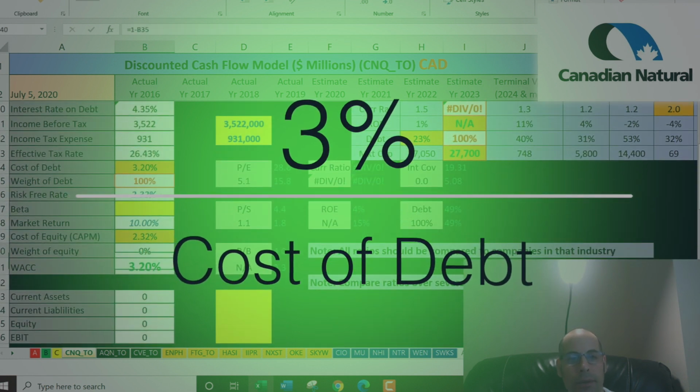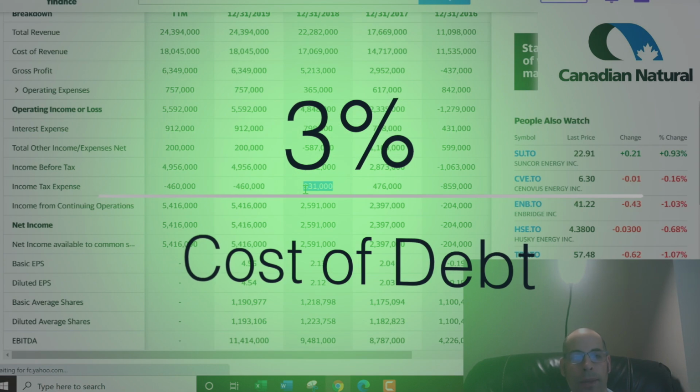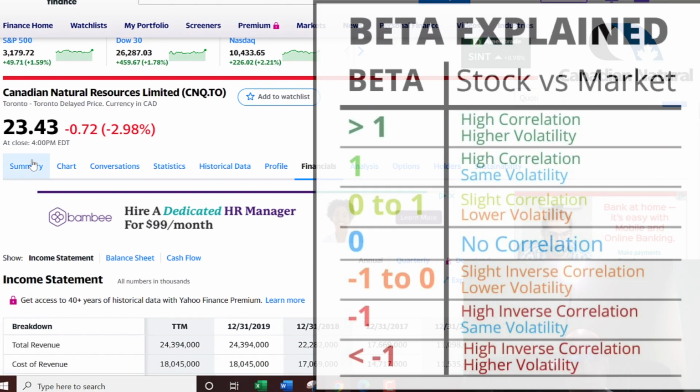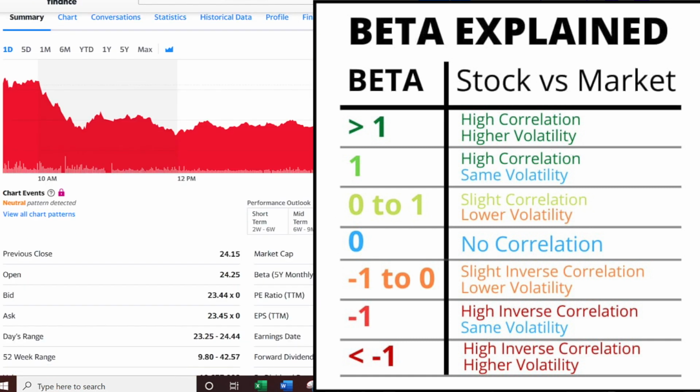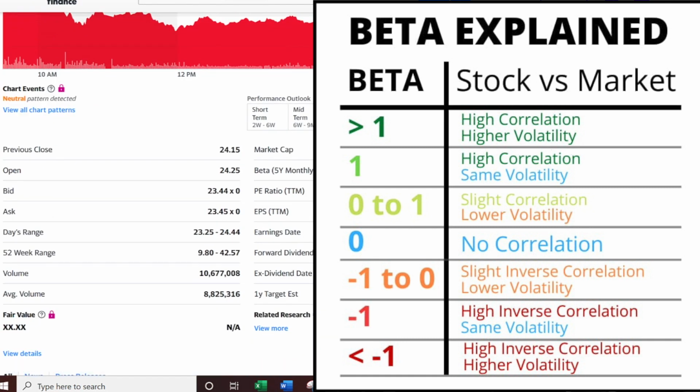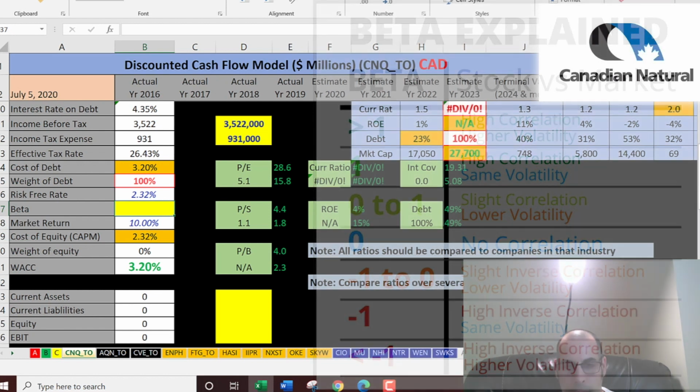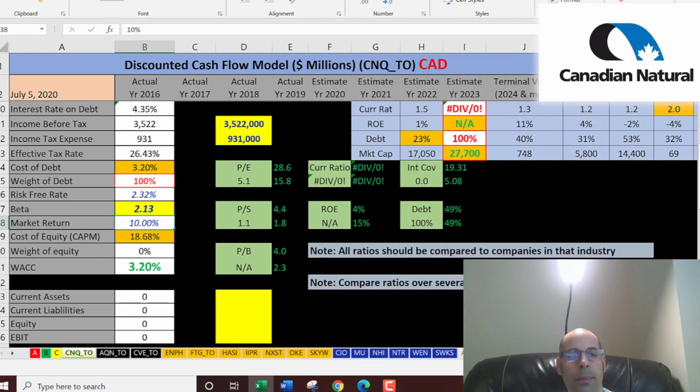So we need the cost of equity. To do that, we need the beta, which is how much the stock moves relative to the entire market. This stock has a beta of 2.13, so it moves more than twice the market does. If the market went up 1%, this stock should go up a little more than 2%. The stock has a beta over 2. It tends to be more volatile and more risky of an investment.